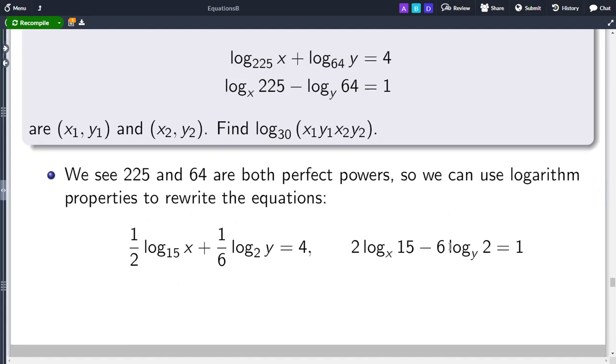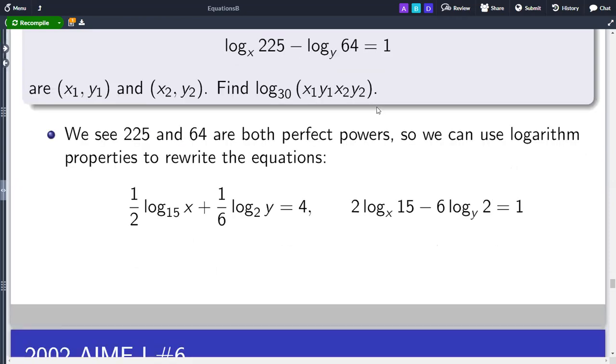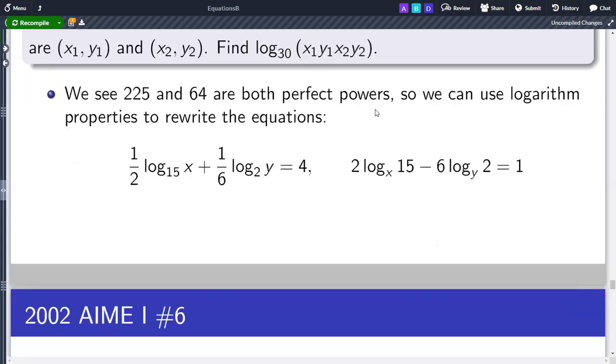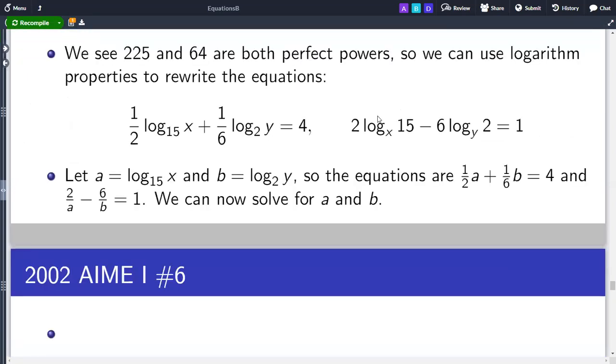So we wrote 64 as 2 to the 6th, and then we can bring that outside as 6 times log base y of 2. And for 225, it's 15 squared, so we can do log base 2 times log base x of 15. Brian is using a substitution, so we're going to do that next. We let a equal log base 15 of x and b equal log base 2 of y.